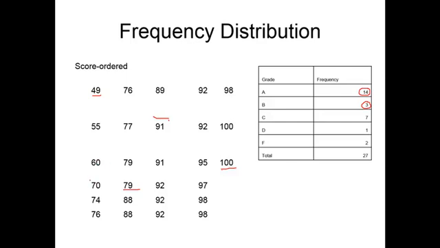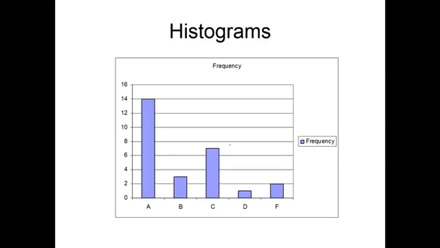C's, anything 70 up to 79. There were 7 of those. There was one person who made a D at 60, and then there were 2 people who failed, and the total number of people, these numbers added up right here, was 27. Okay, now you can look at the numbers and tell something, but if you put it in a bar graph, here a histogram. This isn't precisely a histogram, but I'm not going to grind my corn that fine in this lecture.